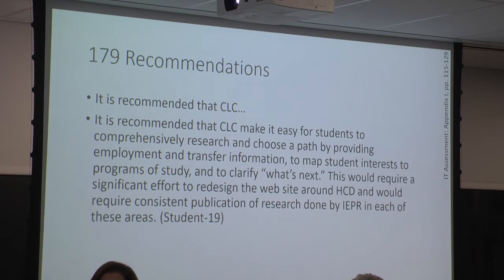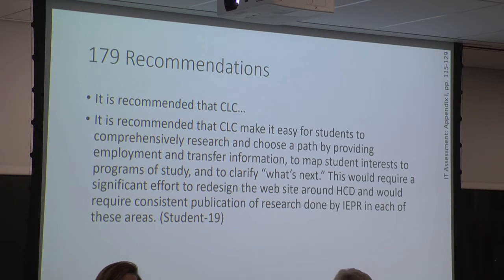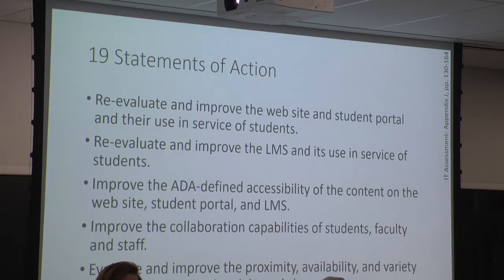An example of one of these recommendations is one you can see here. They're rather substantial. They begin with the recommendation that in order to achieve some sort of a goal, such as students comprehensively researching and choosing a path, the college do the following thing. But of course, having 179 of anything, let alone 179 substantial things, makes it almost impossible to begin to do any one of them. So I distilled all 179 into 19 statements of action.